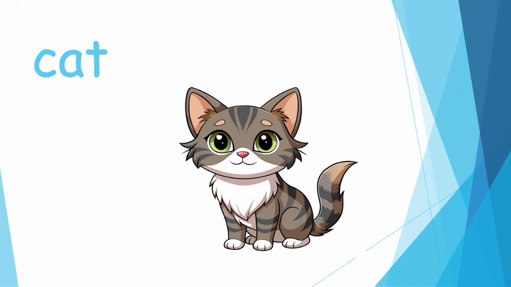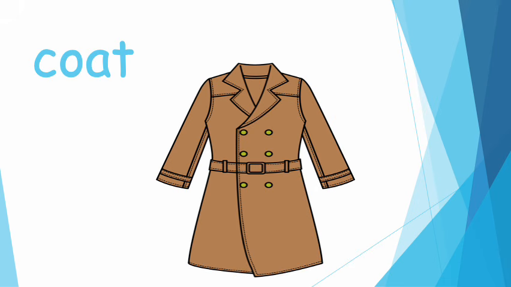Do you know which animal is this? Yes, it is a beautiful cat. And what is the sound it makes? Meow. Yes, it is cat. The next is coat. C coat. It makes a swarm.